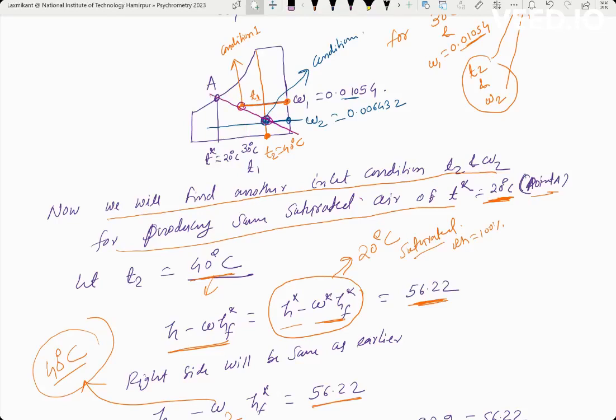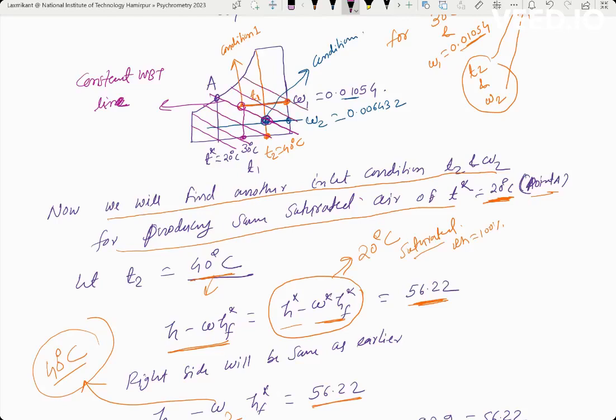This temperature is, for example, 30 degree Celsius. This line is called the constant WBT line, or constant thermodynamic wet bulb temperature line. Similarly, we can draw for other conditions also. This is the nature of the constant wet bulb temperature line.